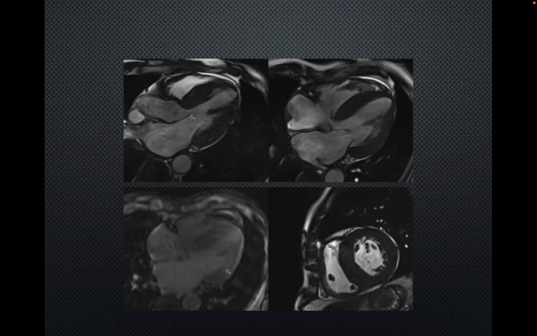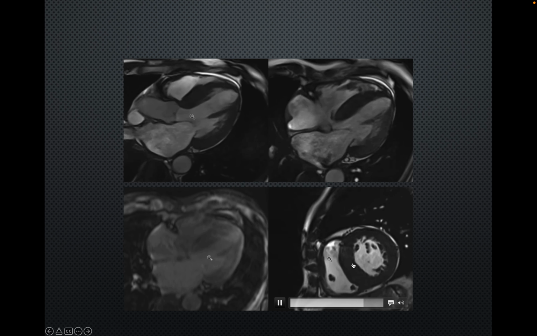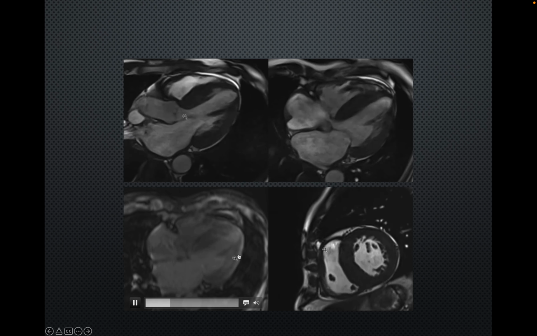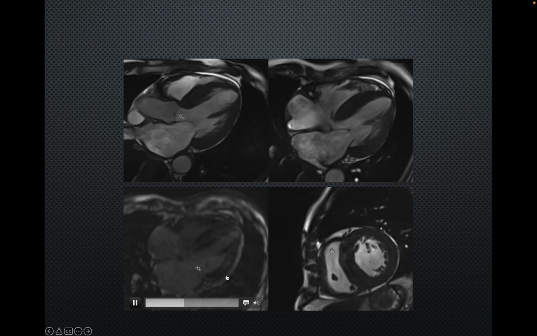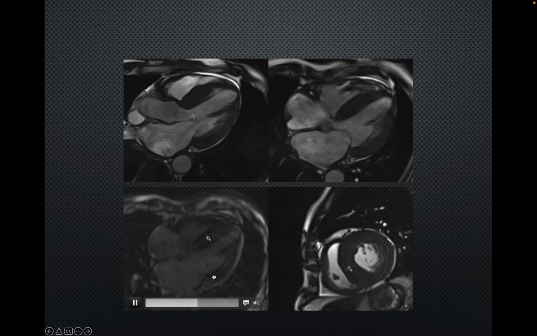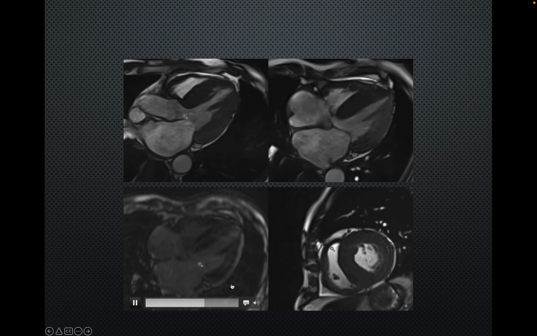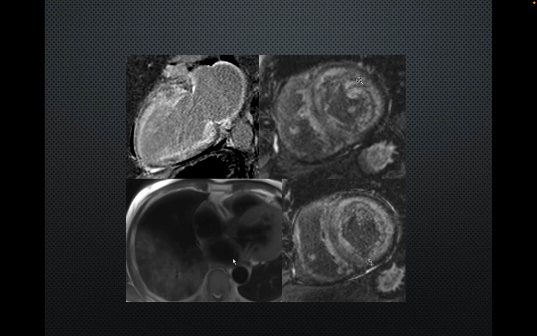Amyloid, where there is, of course, dilatation of the atrium and diffuse wall thickening, and the kinetics of contrast is really important. As you may see here, the myocardium is being nulled before the blood pool, which is a diagnostic sign of amyloid. That patient was amyloid. Contrast enhancement extending to the atria is one of the diagnostic signs as well. This patient also got pulmonary edema.